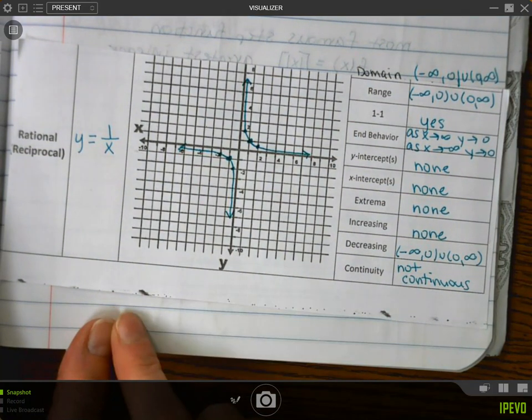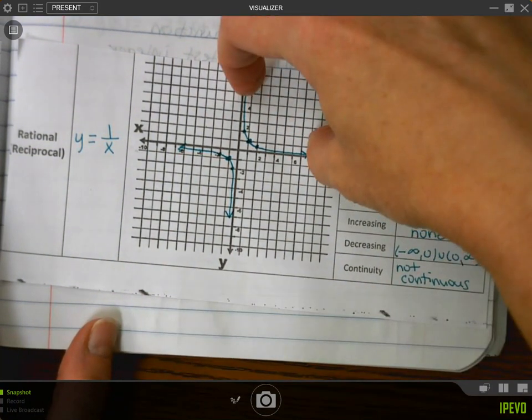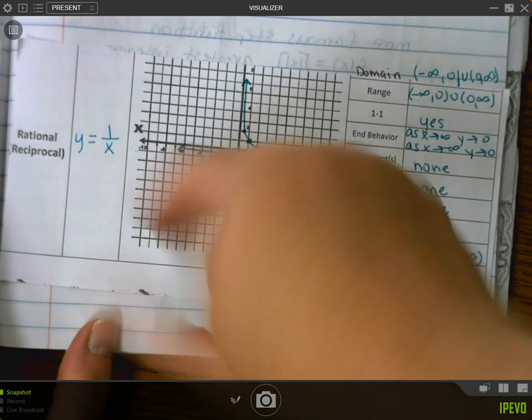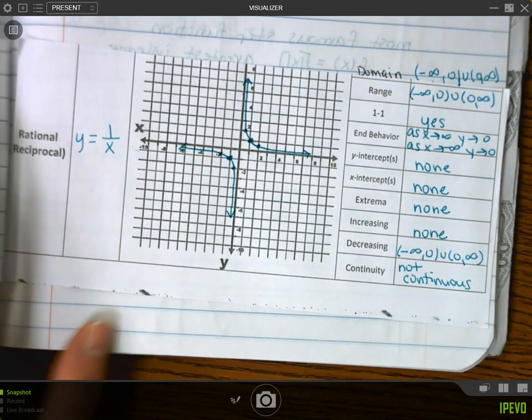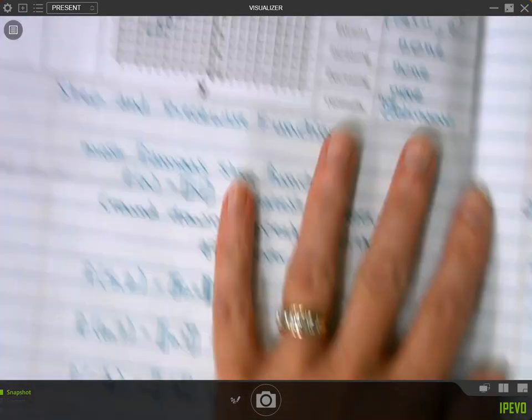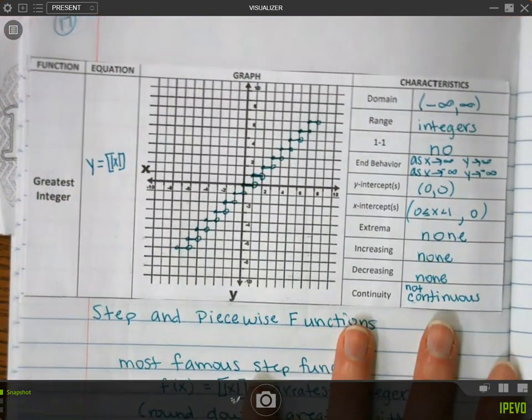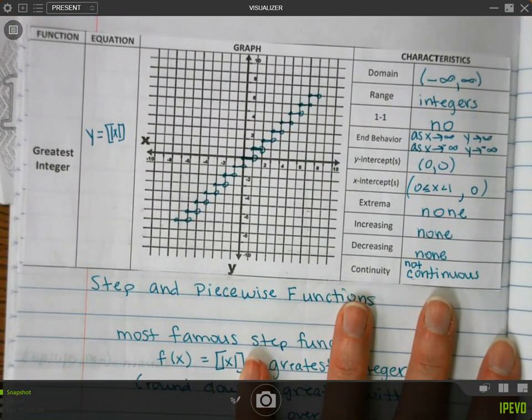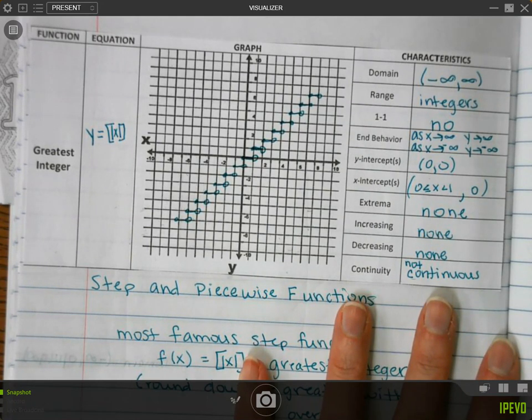This function does have origin symmetry because everybody up here will have a buddy down here if I rotate 180 degrees. All right, the last parent function is the greatest integer function, which is a special kind of step function. Step functions are functions that look like stairs, and you did them in Algebra 2, hopefully. It's a special kind of piecewise function. Step functions are the ones that look like stairs, and the special step function, the parent for that, is the greatest integer.